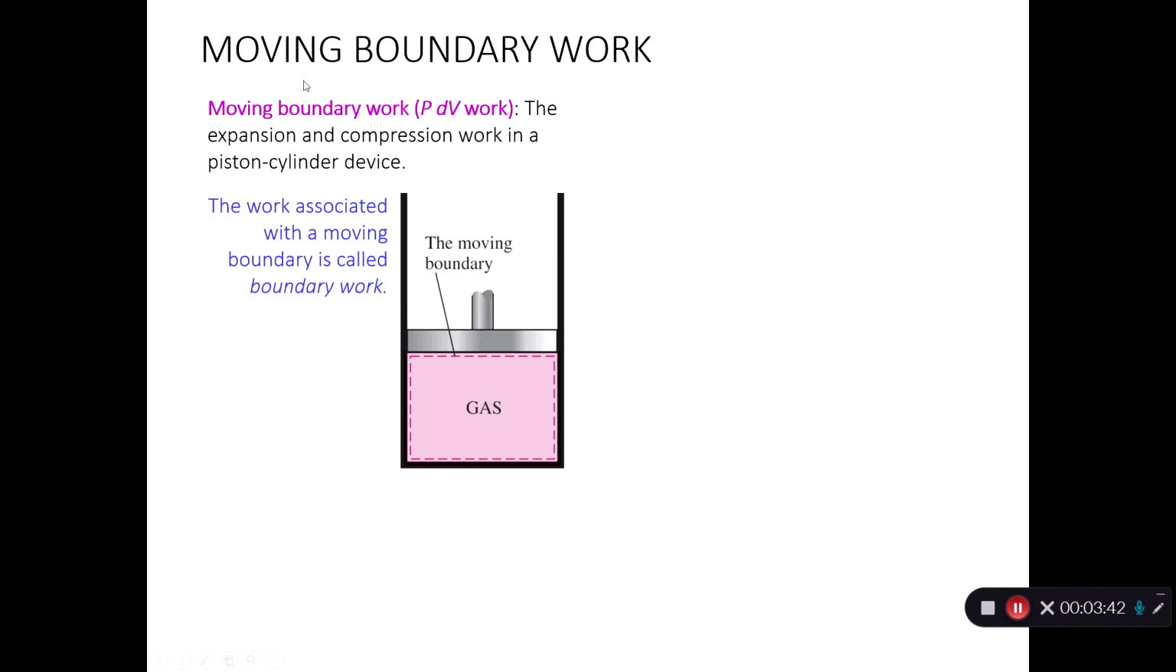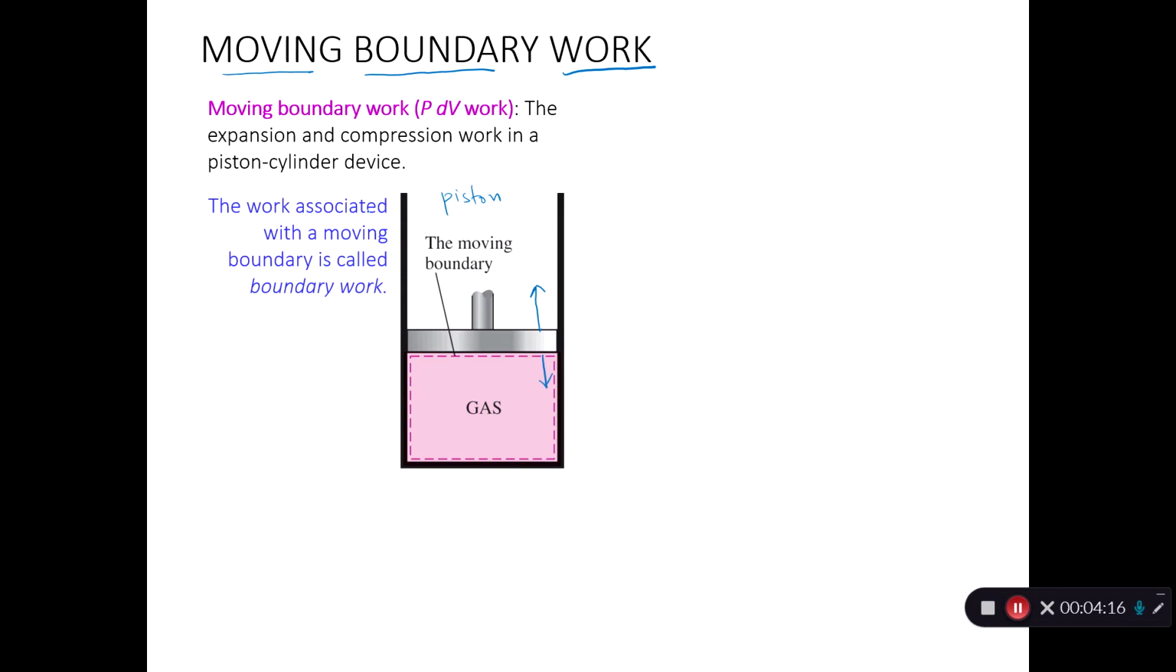By the name of it, moving boundary work, it's very straightforward. It's work done by a boundary that is moving. Very simple. So when will you have a moving boundary? When you have a piston. You have to have a piston in order to have moving boundary work, and not only that, the piston head actually has to move.